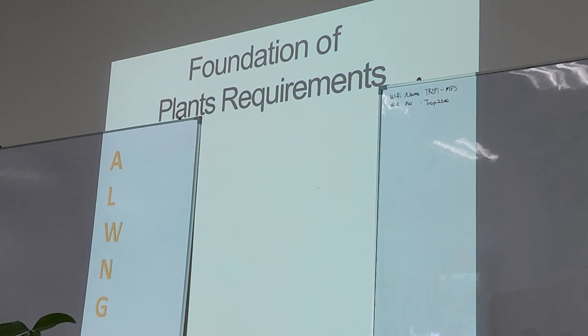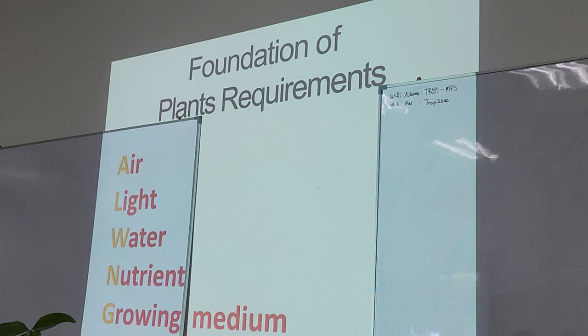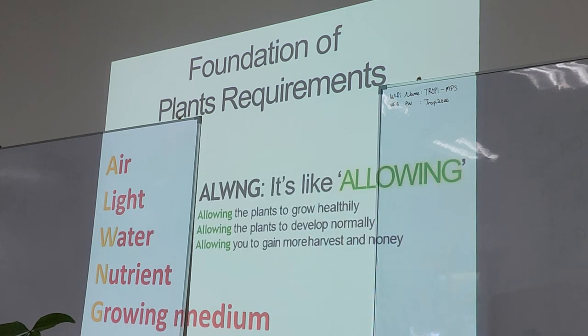Actually, this slide is for undergrad, but well, knowledge is still knowledge, right? So there is a formula that I use to remind the students, a mnemonic for memorizing the plant's requirements. We call it the ALWNG formula, right? Air, light, water, nutrient, and growing medium. So if you want to memorize it in an easier way, next, it's an allowing formula. Allowing what exactly? You perform all of these requirements for the plants in order to allow the plants to grow healthily, to develop normally, and hopefully to gain the most harvest out of it.